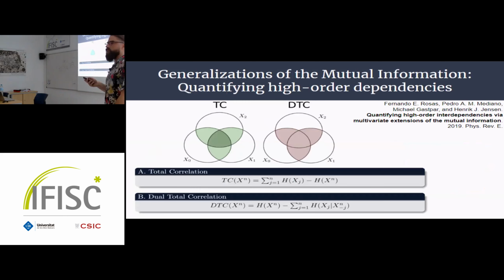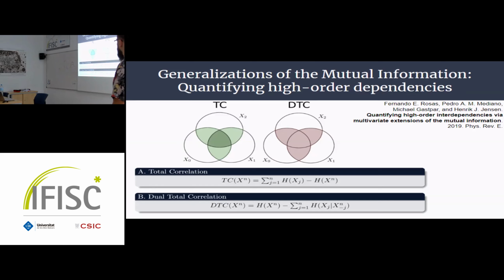And then when we generalize this mutual information, we obtain these two metrics, that is the total correlation and the dual total correlation. So the total correlation is more related to the first equation of the mutual information, of taking the sum of the entropies of all the variables, the marginal entropies, summing them, and subtracting the joint entropy. And that will give you this intersection.